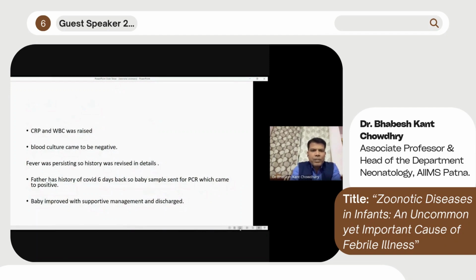CRP and WBC were raised, but blood culture came out negative. Fever was persisting, so the history was revised again in detail, and then we came to know that the father had a history of COVID 6 days prior to this baby. A sample was sent for PCR, which came out positive. Once this came positive, antibiotics were stopped, supportive management was given, and the baby improved and was discharged.